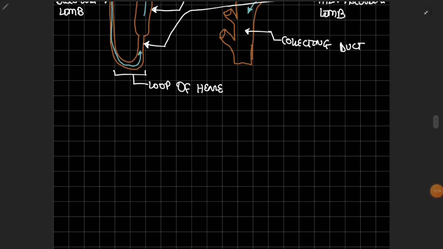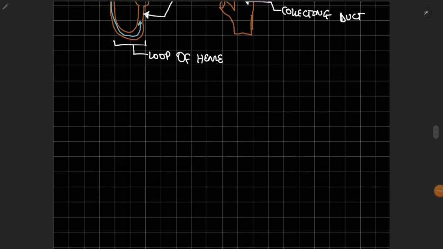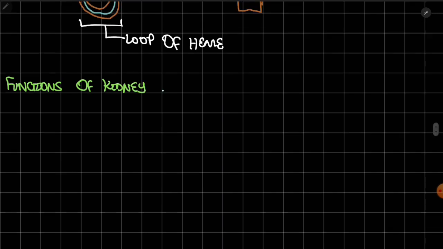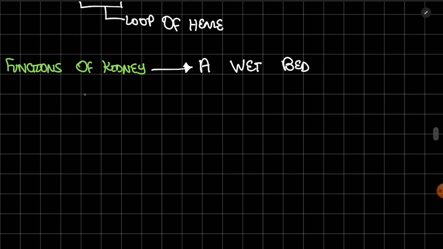Now, talking about the functions of the kidney. Let me just write it. Functions of kidney. There is one mnemonic. The mnemonic says a wet bed. Remember it, like a kid is urinating in his bed. So a wet bed: A W E T B E D.